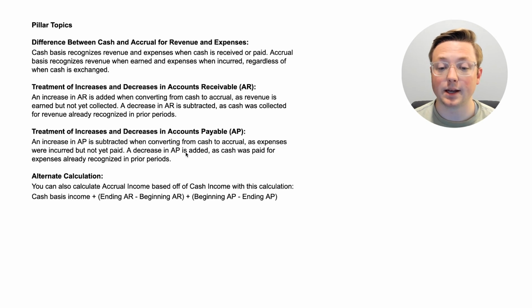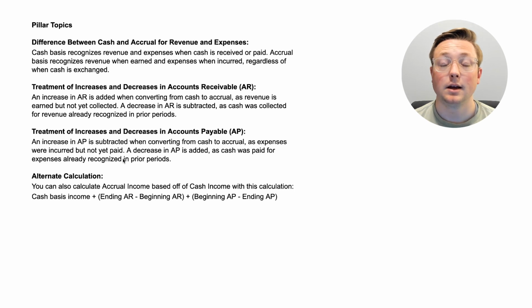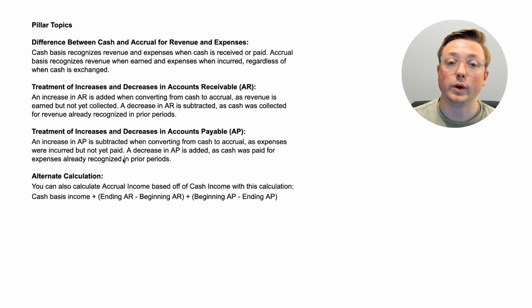And for a decrease in accounts payable, this is added, as cash was paid for expenses already recognized in prior periods. Because again, under accrual, accounts payable has already recognized that expense. Cash is only just now recognizing it. So to avoid double counting, we add back that expense because, again, we've already recognized it compared to cash.